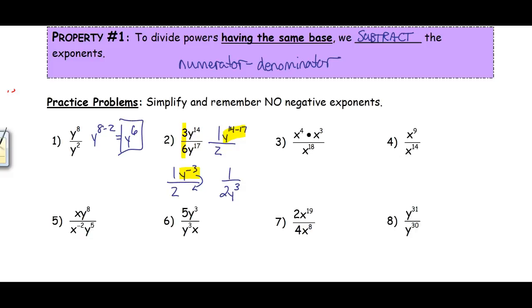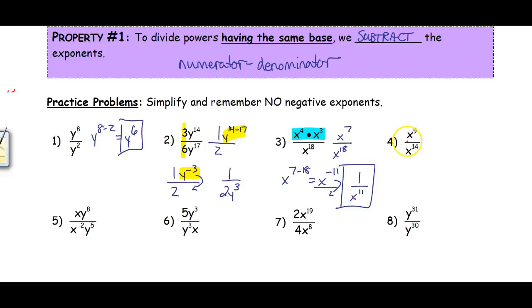Number three, we want to simplify first. When you're multiplying numbers with the same base, you add your exponents. So 4 plus 3 is 7, and you get x to the 7 over x to the 18. Now you do x, 7 minus 18, and you get x to the negative 11. You come up with a negative exponent, so move that to the bottom. So 1 will be our placeholder, and your answer is 1 over x to the 11th power.